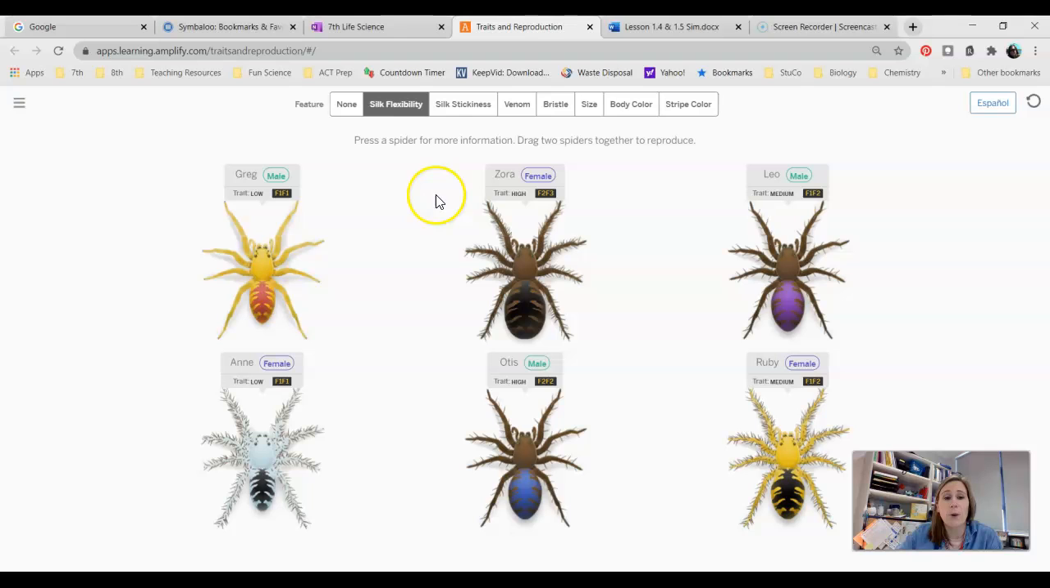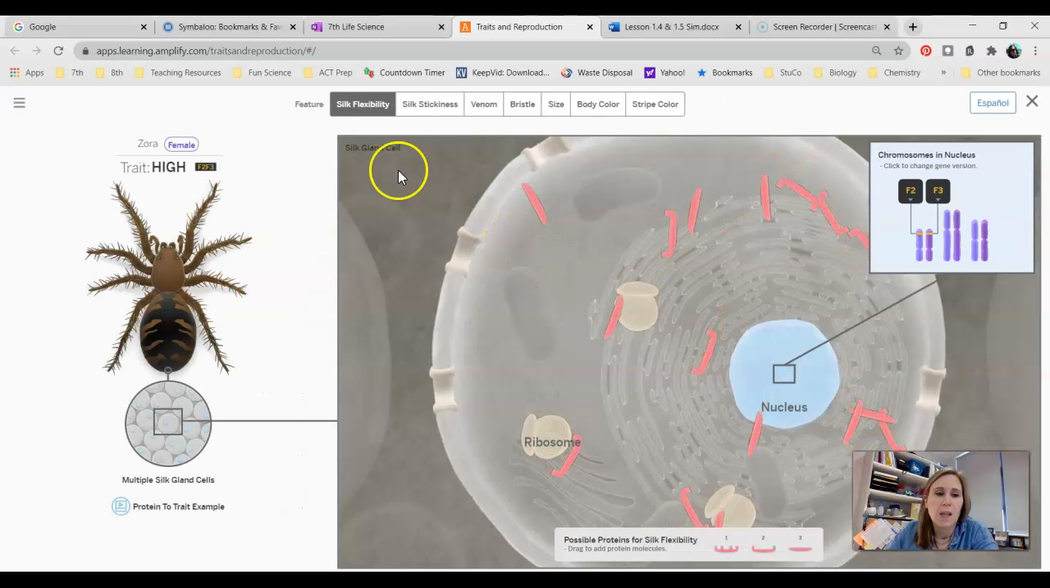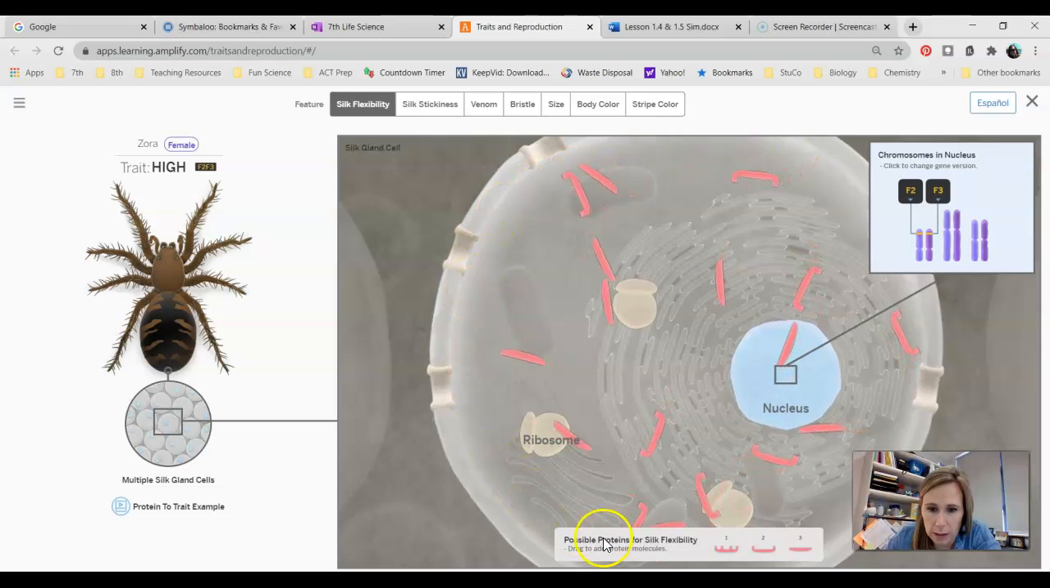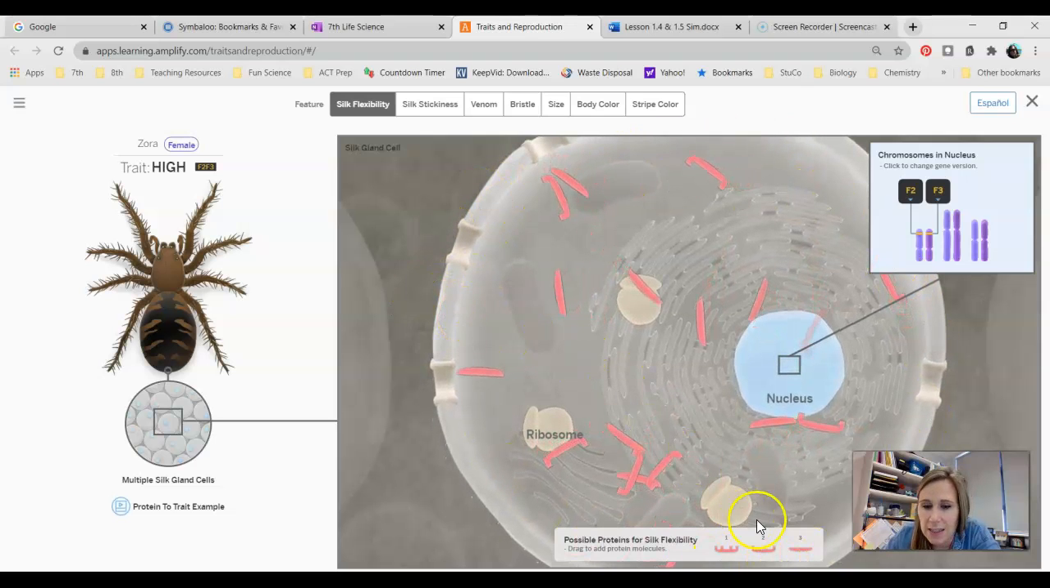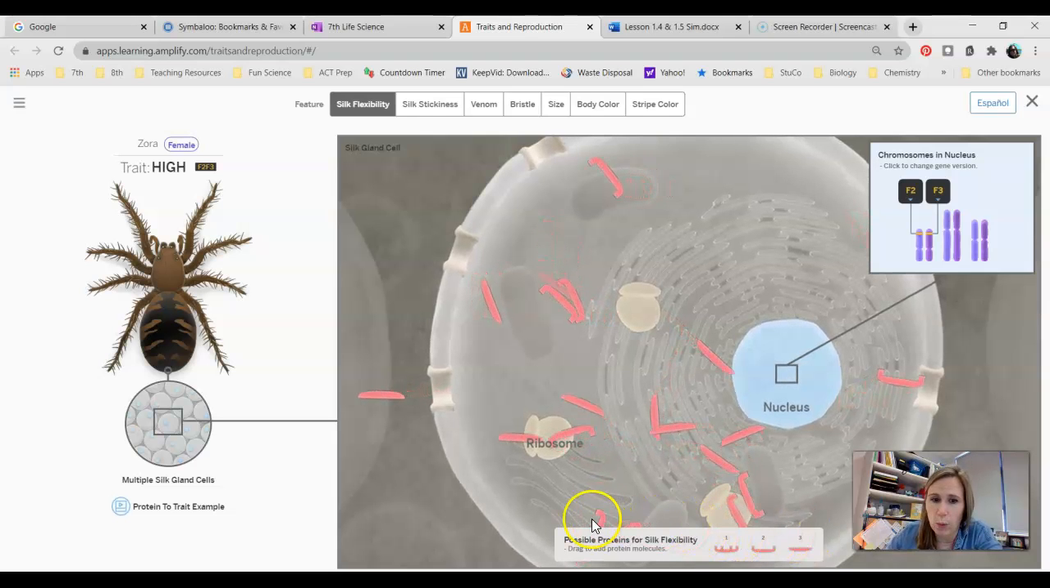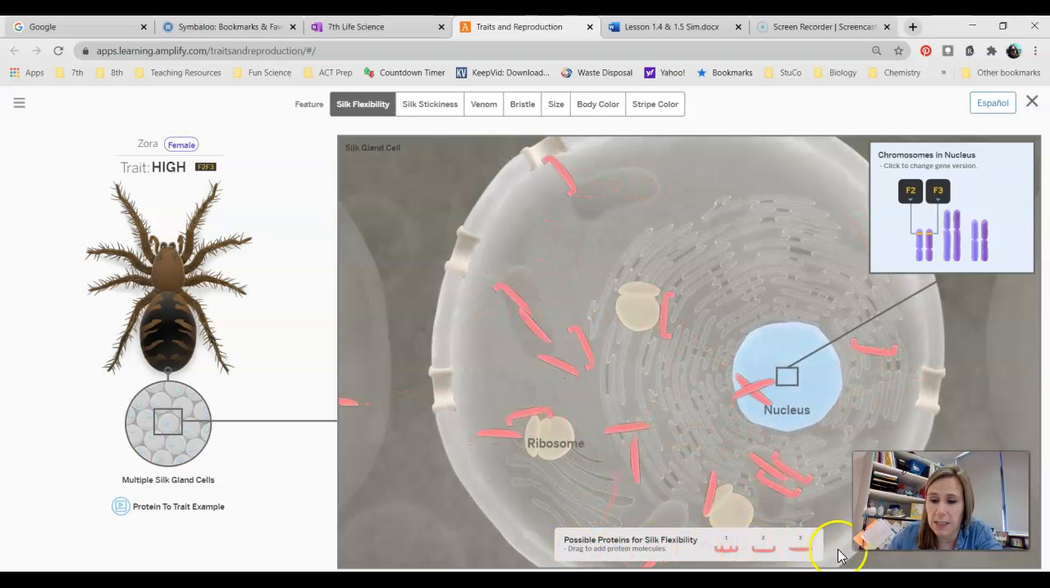Okay, so what we're gonna focus on in today's simulation is these different proteins and how they influence this trait of silk flexibility. So let's go ahead and just take a look at Zora here. Okay, so if I click on Zora, it shows me one of Zora's cells. Okay, and then inside of that, you guys can see this little key at the bottom. These tell me which proteins that Zora has.